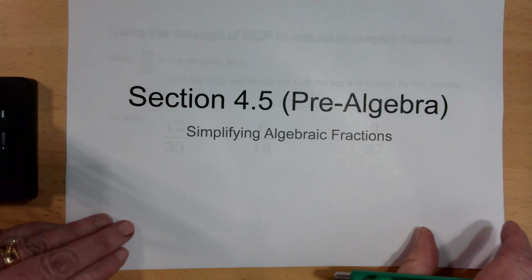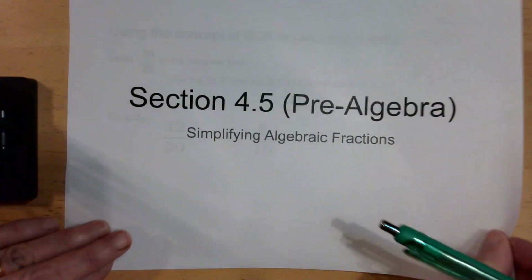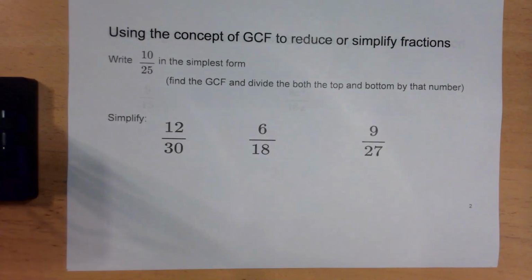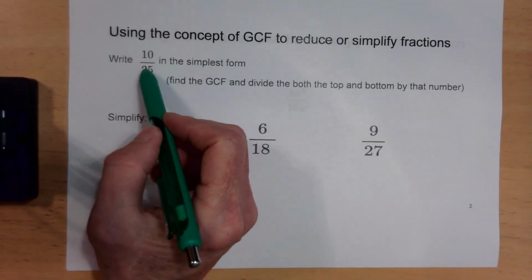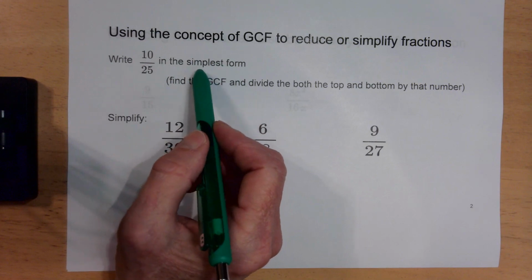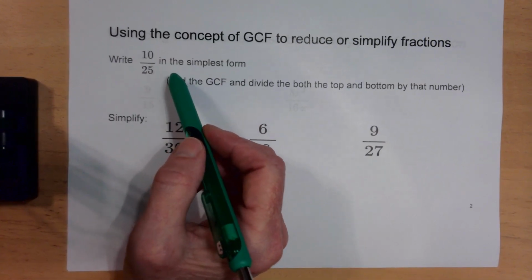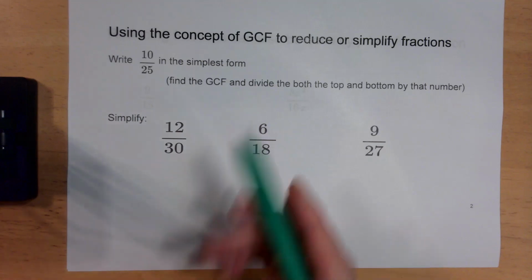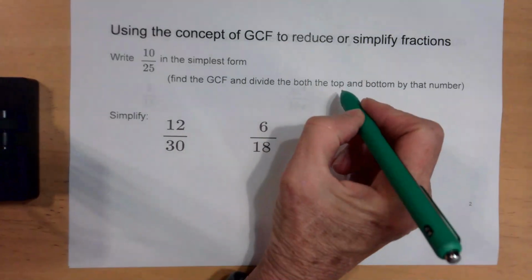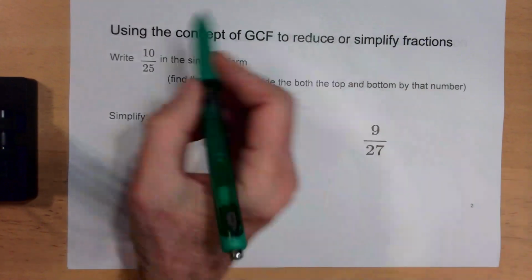All right, section 4.5 is simplifying algebraic fractions. We are going to use the concept of greatest common factor to reduce or simplify fractions. This fraction, 10 over 25, can be written in a smaller form. It'll be the same fraction, but it's like it's got a nickname. So I find the greatest common factor and divide both the top and the bottom by that number.